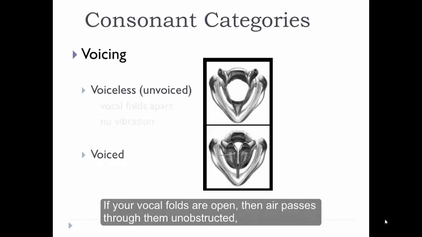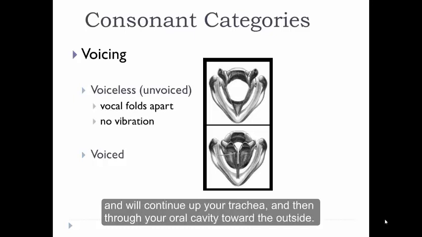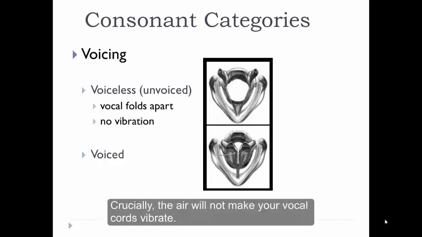If your vocal folds are open, then air passes through them unobstructed, and it'll continue up your trachea, then through your oral cavity toward the outside. Crucially, the air will not make your vocal cords vibrate, and if your vocal cords don't vibrate, then the sound you produced is not voiced.